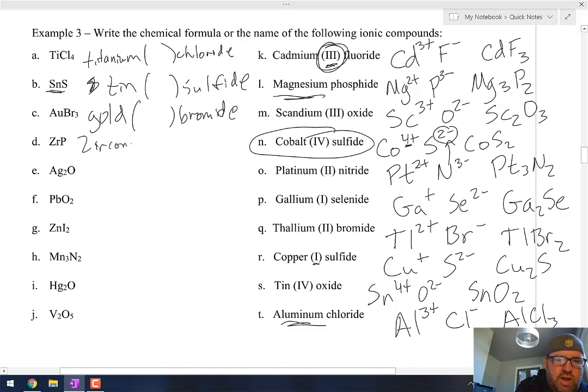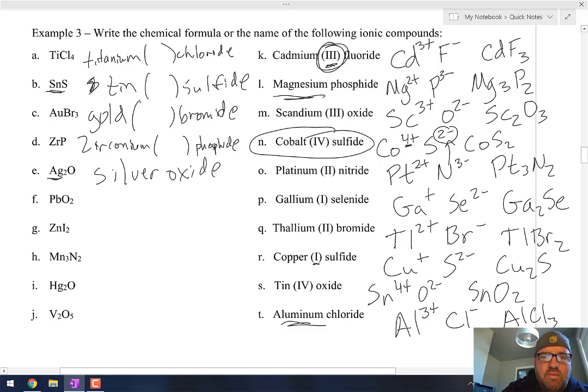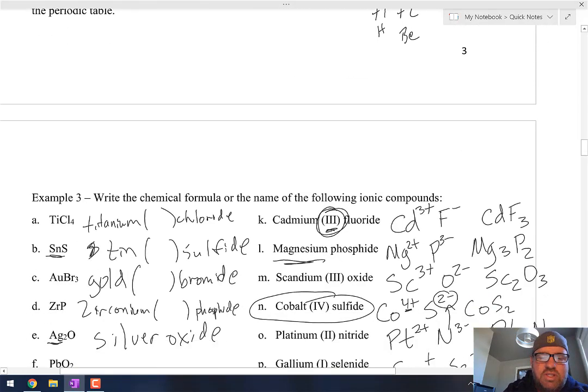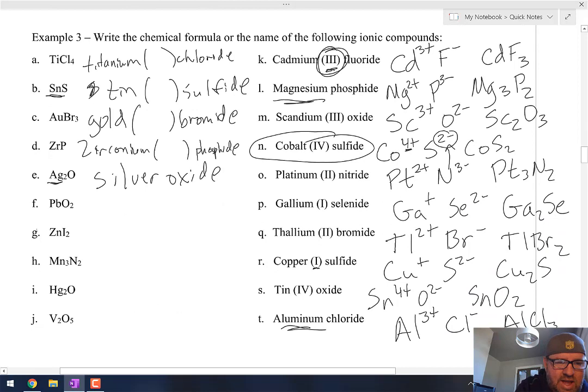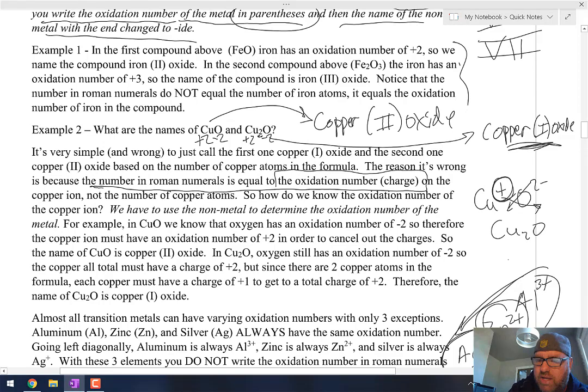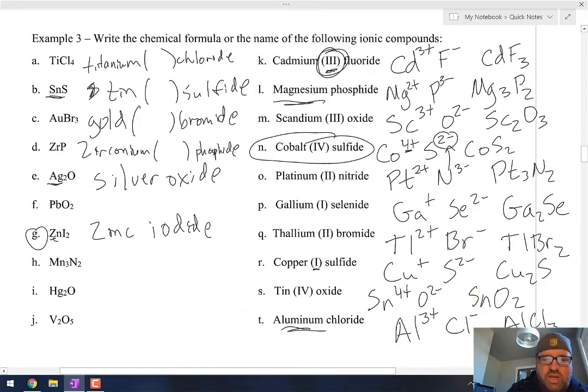Okay, zirconium something phosphide. Okay, but no, ooh, if you catch it, you got to catch it. Ag2O is just silver oxide. No Roman numeral needed because, again, remember, silver is one of those ones. Silver's always a +1. Okay, and that same thing's going to happen right here on G where you've got zinc. Okay, you don't have to put a zinc Roman numeral. It's just zinc iodide because zinc, like silver, always has a +2 charge associated with it.